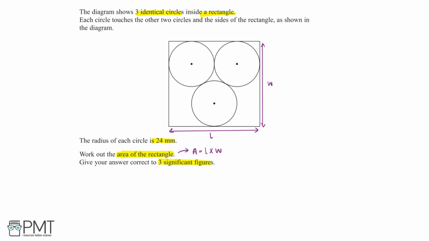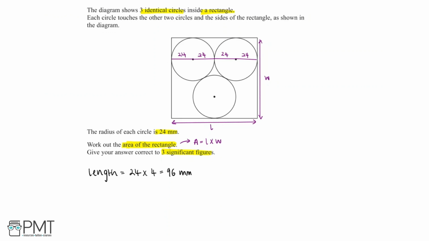Now looking at the length of the rectangle, we can see that the length is made up of 4 radii. And so given that the radius of each circle is 24, we have a length of 24 plus 24 plus 24 plus 24. And so we can say that the length of the rectangle is 24 multiplied by 4, which is equal to 96 millimeters.